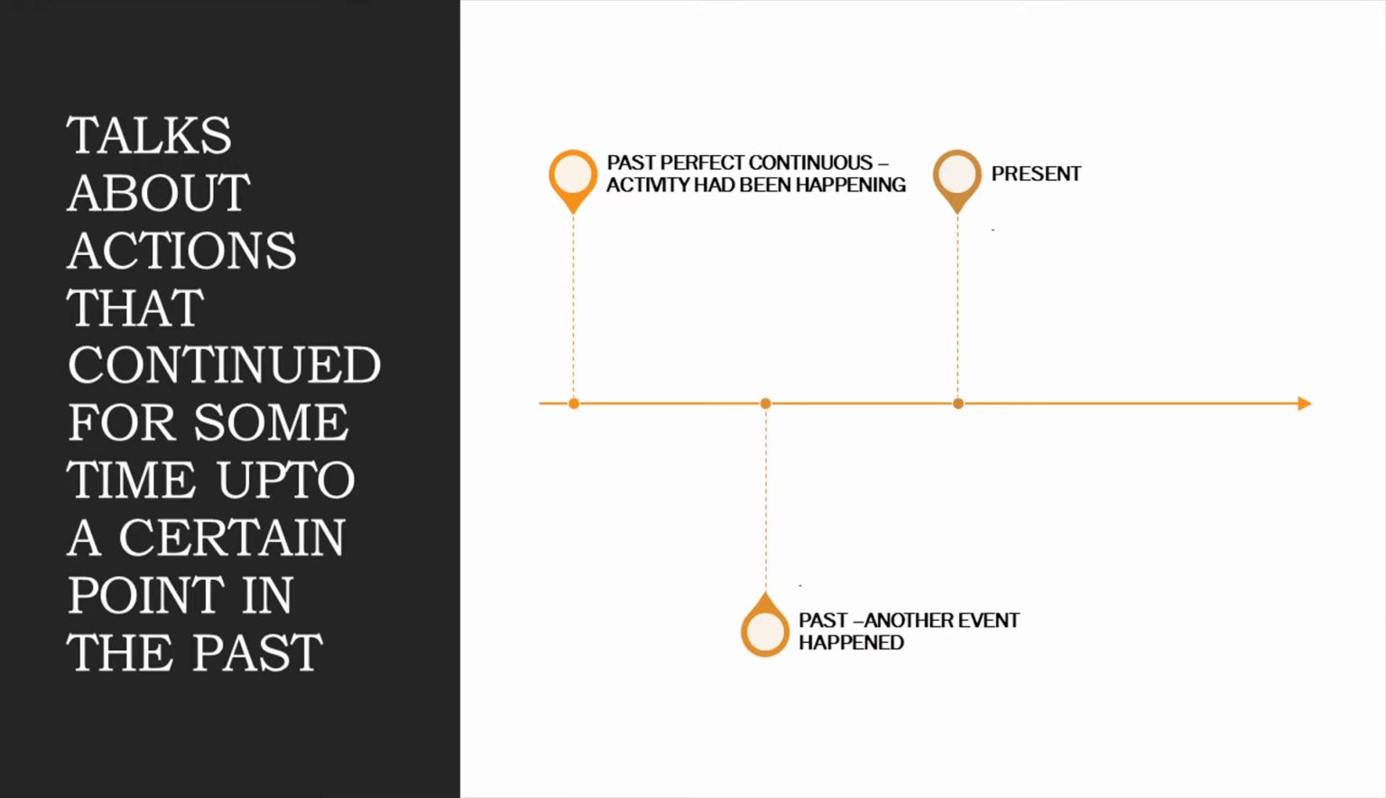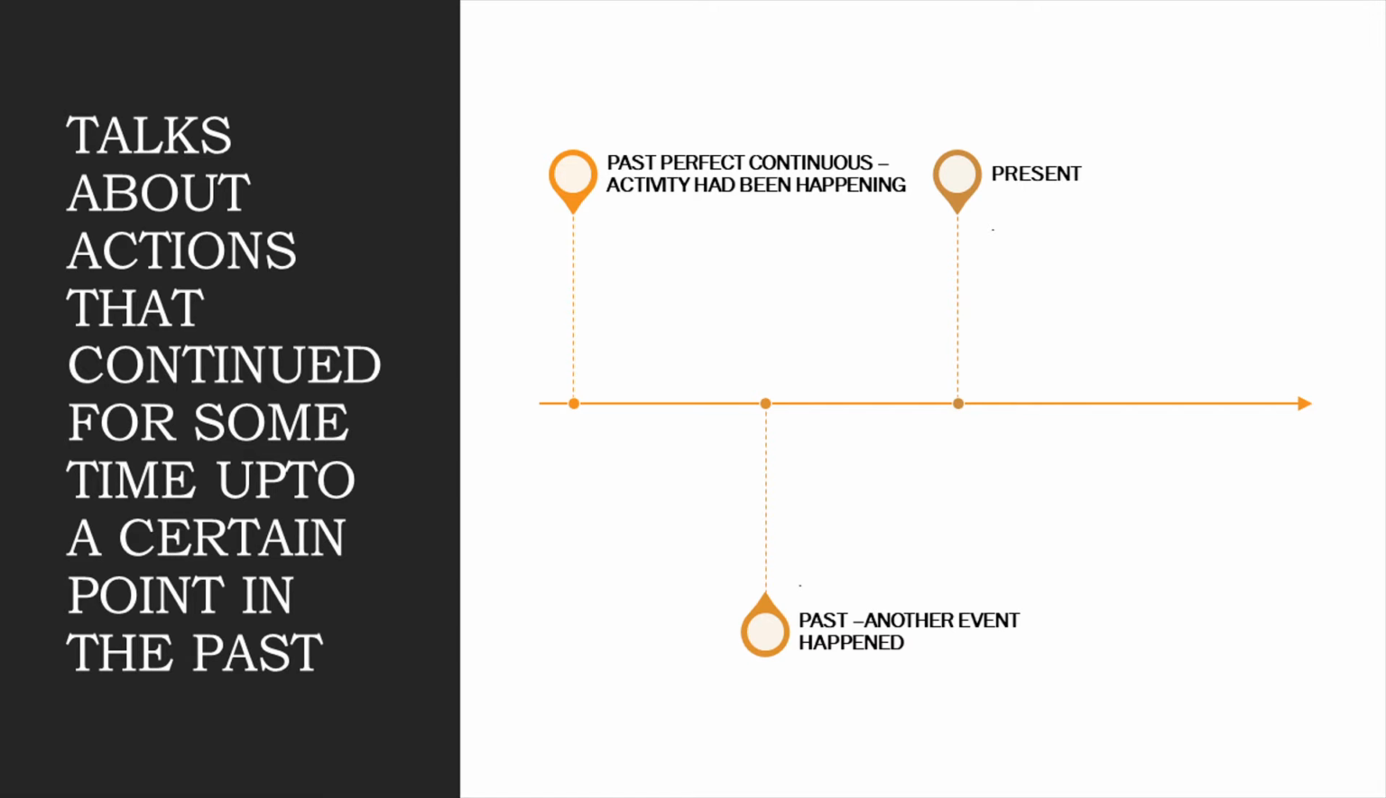Right? So what does it denote? Past perfect continuous always talks about the actions that continued for some time up to a certain point in the past. So it started in the past, it continued in the past, and it also finished in the past. So when you're trying to denote the continuousness of an action, you use the past perfect continuous. This little diagram on the right sums it up very well.